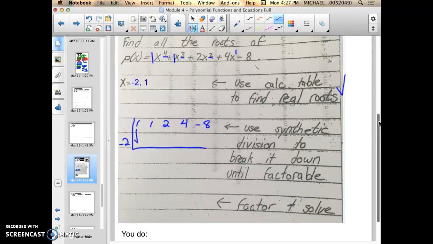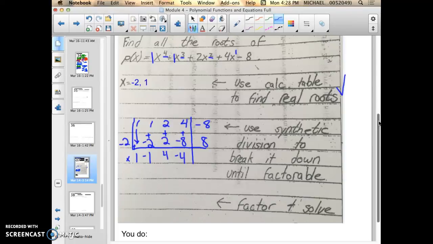I'm going to drop down the 1, multiply to the outside, add to the inside. Negative 2 times 1 is a negative 2. 1 plus a negative 2 is a negative 1. Negative 2 times negative 1 is a positive 2. 2 plus 2 is 4. Negative 2 times 4 is a negative 8. 4 plus a negative 8 is a negative 4. And then finally, negative 2 times negative 4 is a positive 8.